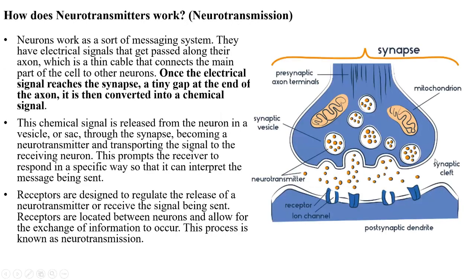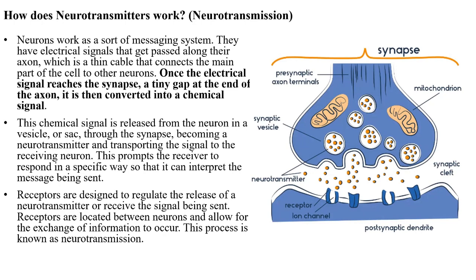Moving on, how do neurotransmitters work? Basically, what is neurotransmission? Neurons work as a sort of messaging system. They have electrical signals that get passed along their axon, which is a thin cable that connects the main part of the cell to other neurons. Once the electrical signal reaches the synapse, a tiny gap at the end of the axon, it is then converted into a chemical signal.